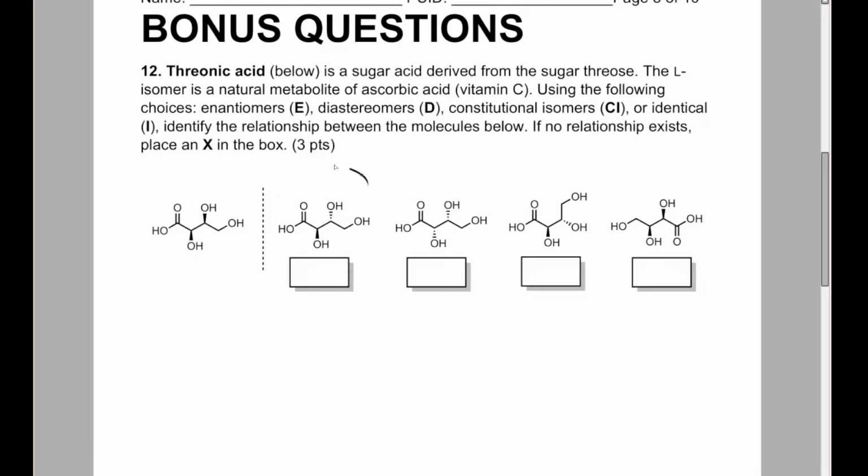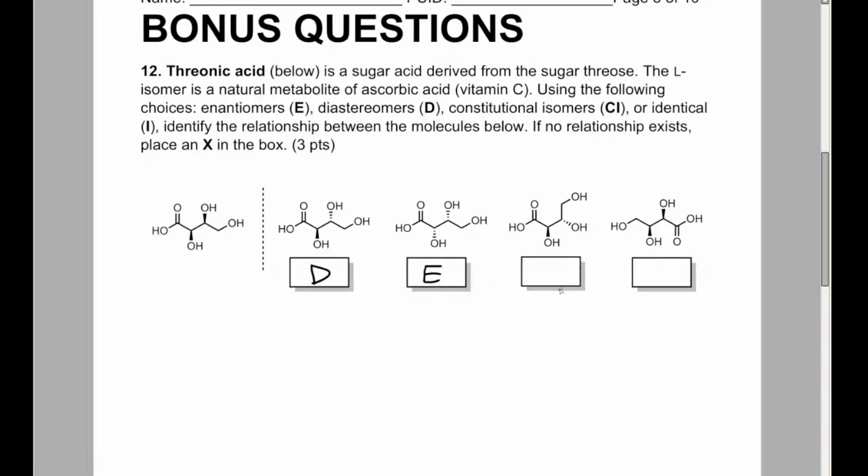The first molecule that we're shown is a diastereomer because only one of these wedges is inverted to a dash. The second one is an enantiomer because both of these wedges are inverted to dashes.